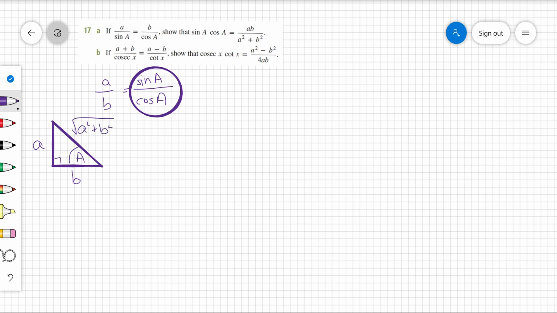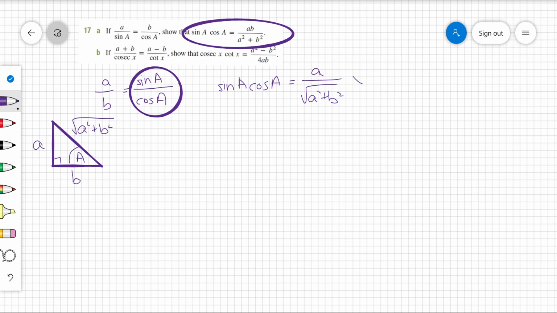So using that, let's go to the show that part. And we've got sine A cos A. So sine A, opposite over hypotenuse, would be A on the square root of A squared plus B squared, times cos A, which is B on the square root of A squared plus B squared. If we do that, we get AB on A squared plus B squared. So the left-hand side equals that, which equals the right-hand side. So it's true.